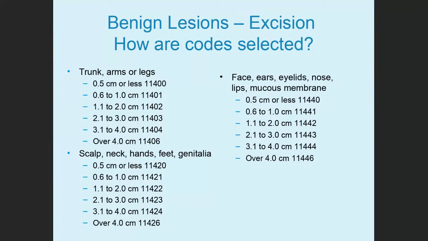So a 1.1 centimeter lesion in the arm would be coded as 11402, while a 1.1 centimeter lesion on the nose would be coded as 11442. So it depends on two factors. Where is it? How big is it?